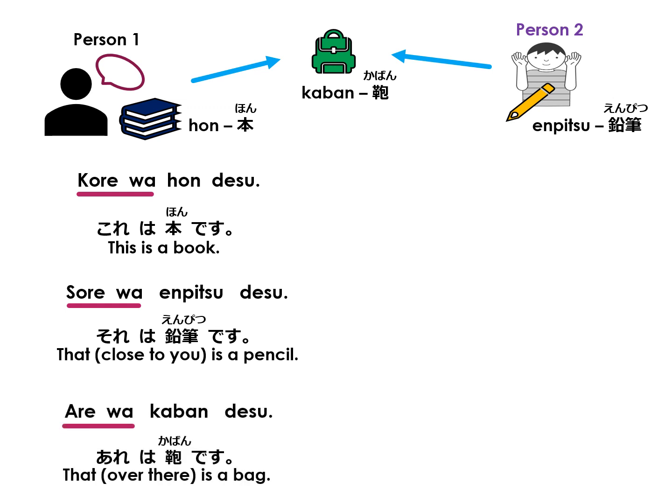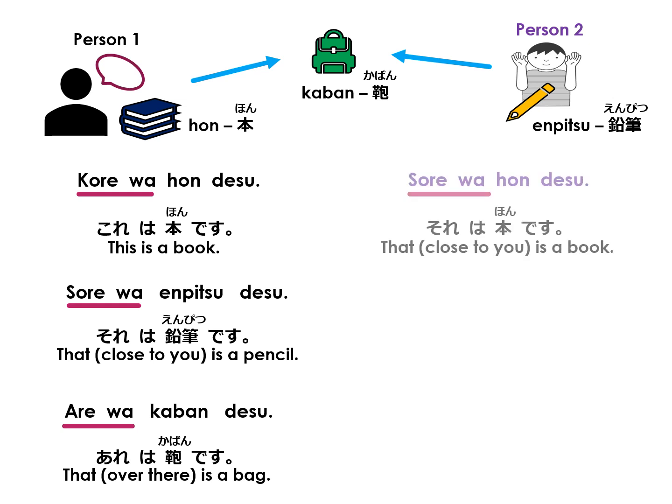Are wa kaban desu. That over there, far from both of us, is a bag. Let's talk about the item far from both of us. That is a bag. And person 2 will say to person 1 regarding these things.